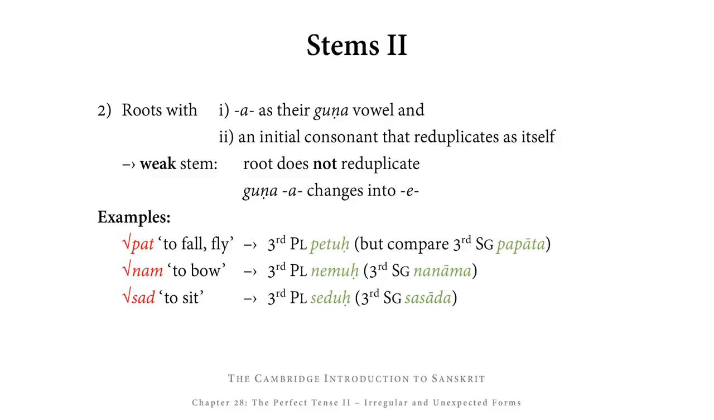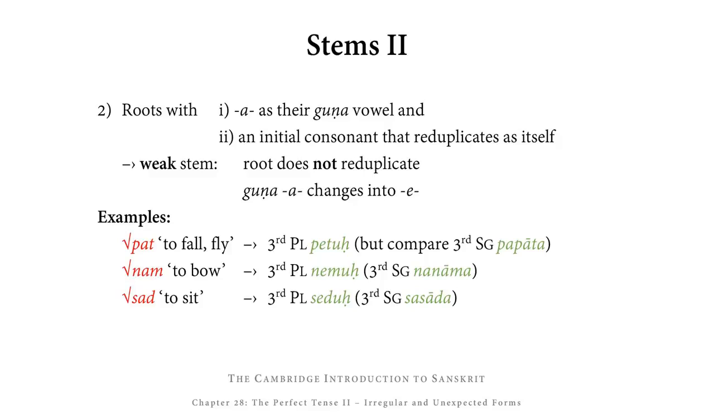Secondly, roots that have a as their guna vowel, so not roots like, for example, lik, which would have lek, so e in the guna, but roots that have a as their guna vowel, and that have an initial consonant that reduplicates as itself, that reduplicates identically, have their weak stems formed in the following way. The root does not reduplicate, but the guna a changes into e.